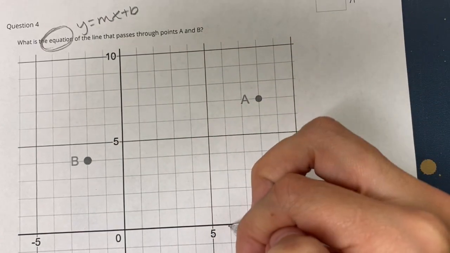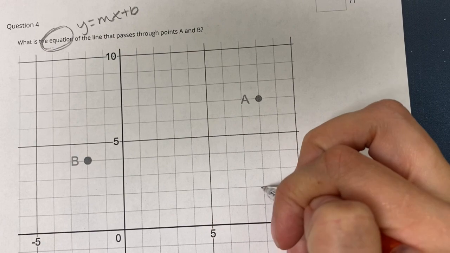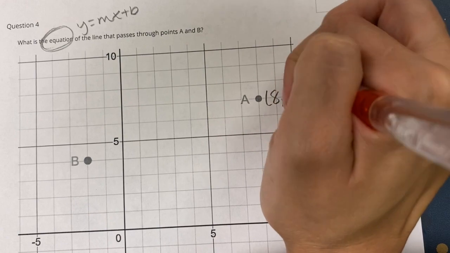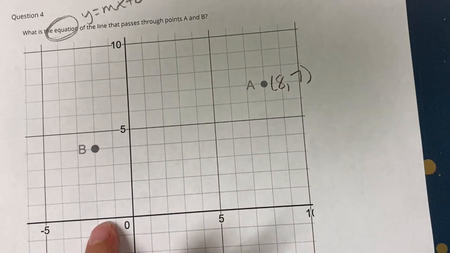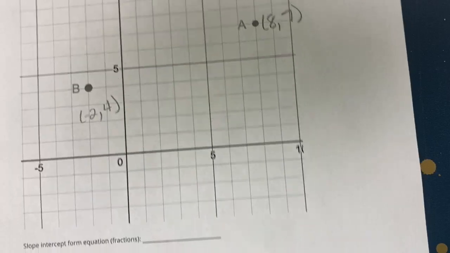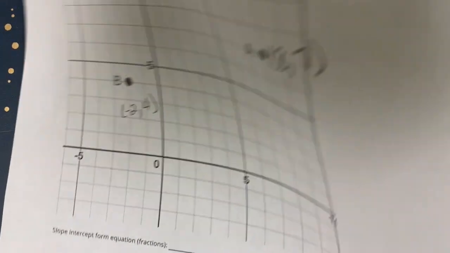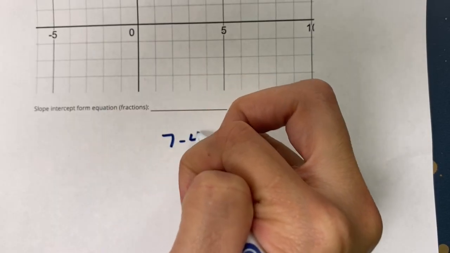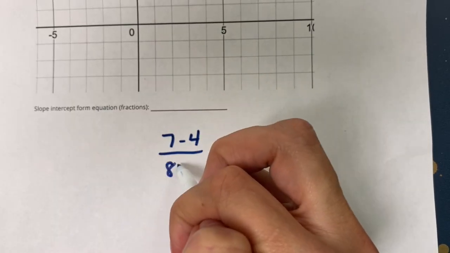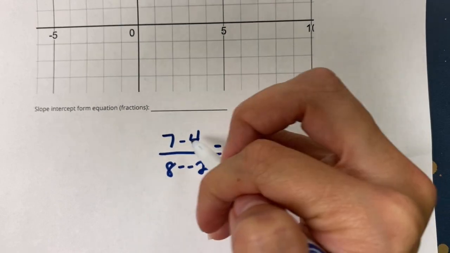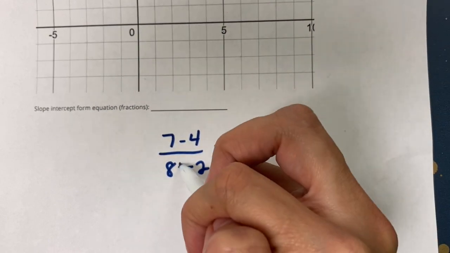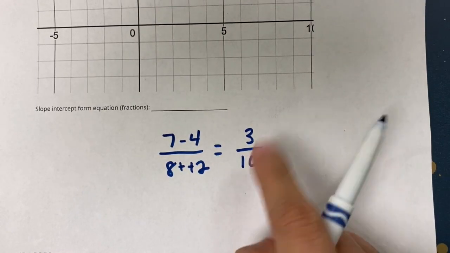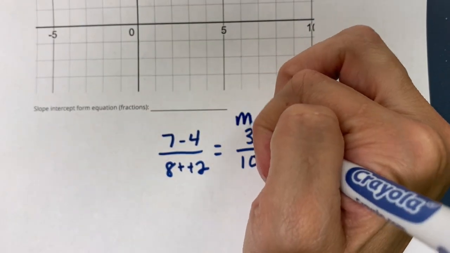So this is the point 6, 7, 8. 1, 2, 3, 4, 5, 6, 7. So 8, 7. This is the point negative 2, 4. Since I have 2 points, I know I am finding my slope: y2 minus y1 over x2 minus x1. So 7 minus 4, 3. 8 plus 2 is 10. This cannot be simplified, so I know this is my m.